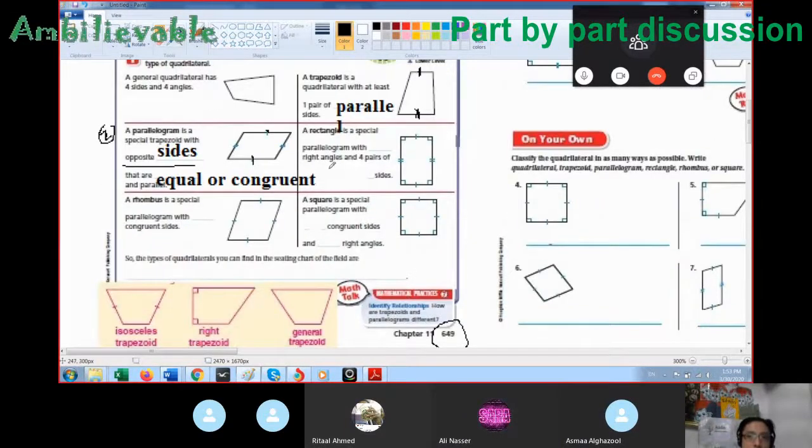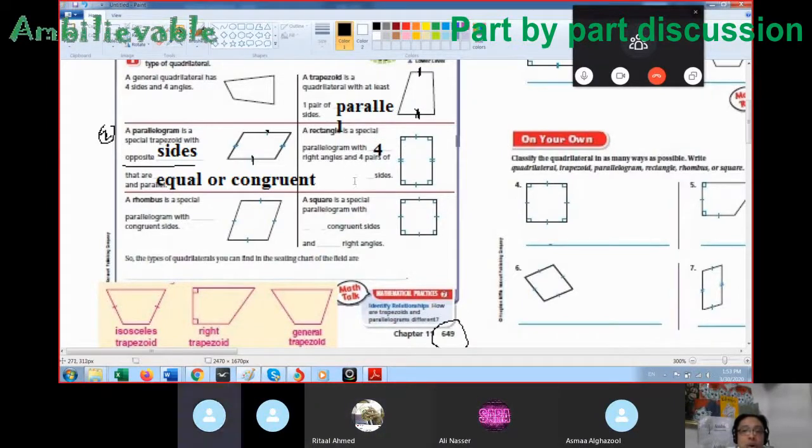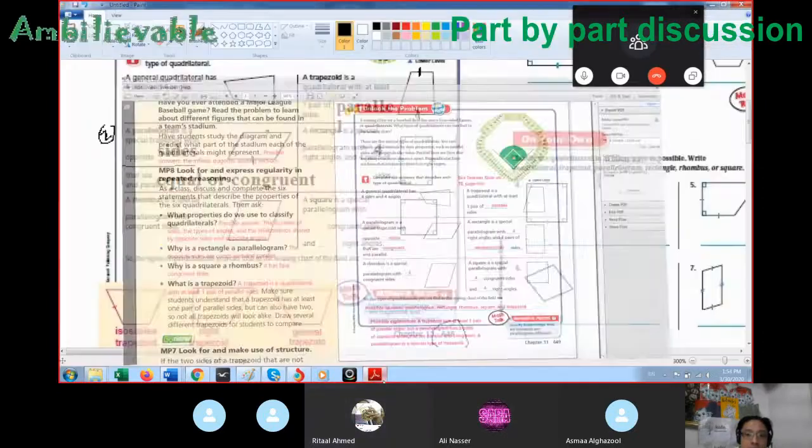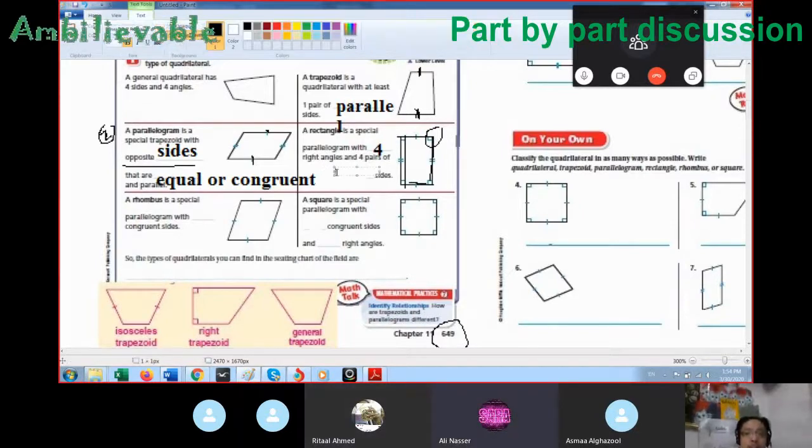Now, number three. Let's move on to the word rectangle. A rectangle is a parallelogram with four right angles, and four pairs of perpendicular sides. These are the perpendiculars, okay? These are the perpendiculars also. One, two, three, four. Those are your perpendicular sides.